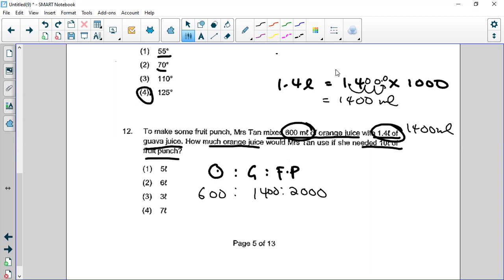Yep. Okay, then how much orange juice would Mrs. Tan use if she needed 10 liters, which is 10,000 ml, right? 10,000. So what is your missing number? So you can times 5. Why do you times 5? Because you take 10,000 divide by 2,000. You get 5. So 2,000 times 5 is 10,000. And then 1,400 times 5 will be 7,000. And then 600 times 5 will be 3,000. Isn't that your equivalent ratio? So how much orange juice will she use? Isn't that 3,000 ml, which is also 3 liters?